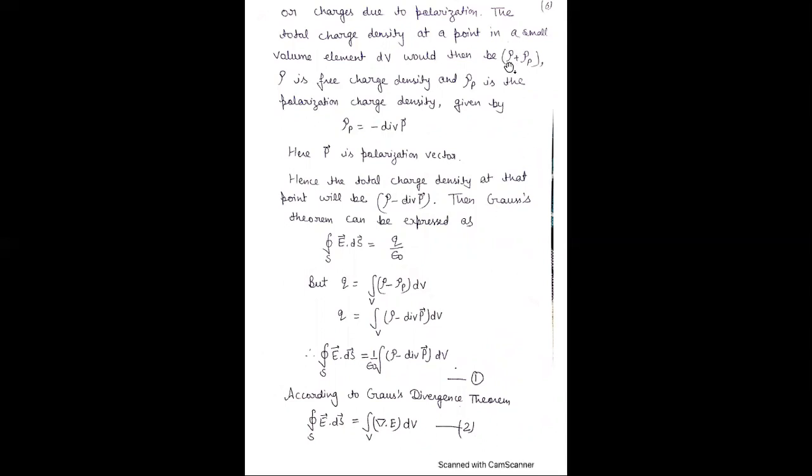Rho is the free charge density, and rho p is the charge density due to the induced charge that appears in a dielectric when an external field is applied. Rho p is the induced charge density due to polarization by the external field. We know that the polarization charge density rho p is equal to minus the divergence of P, where P is the polarization vector.